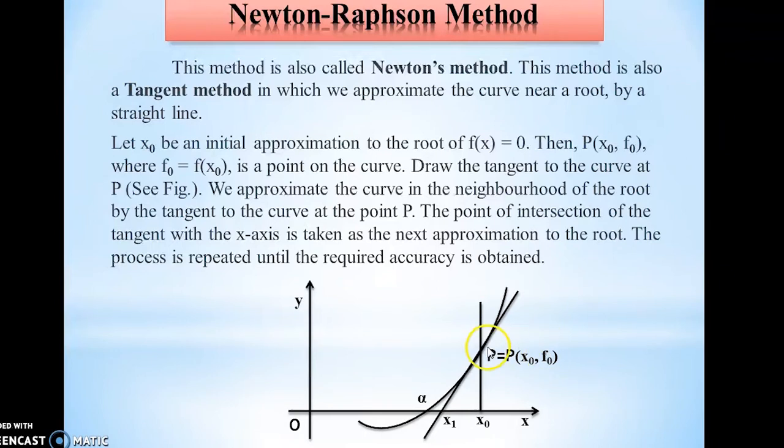So this is the curve and the point on this curve is f of x0. So you can call it f0. So it is the point on the curve, and now what we have to do is draw a tangent to the curve at the point P.